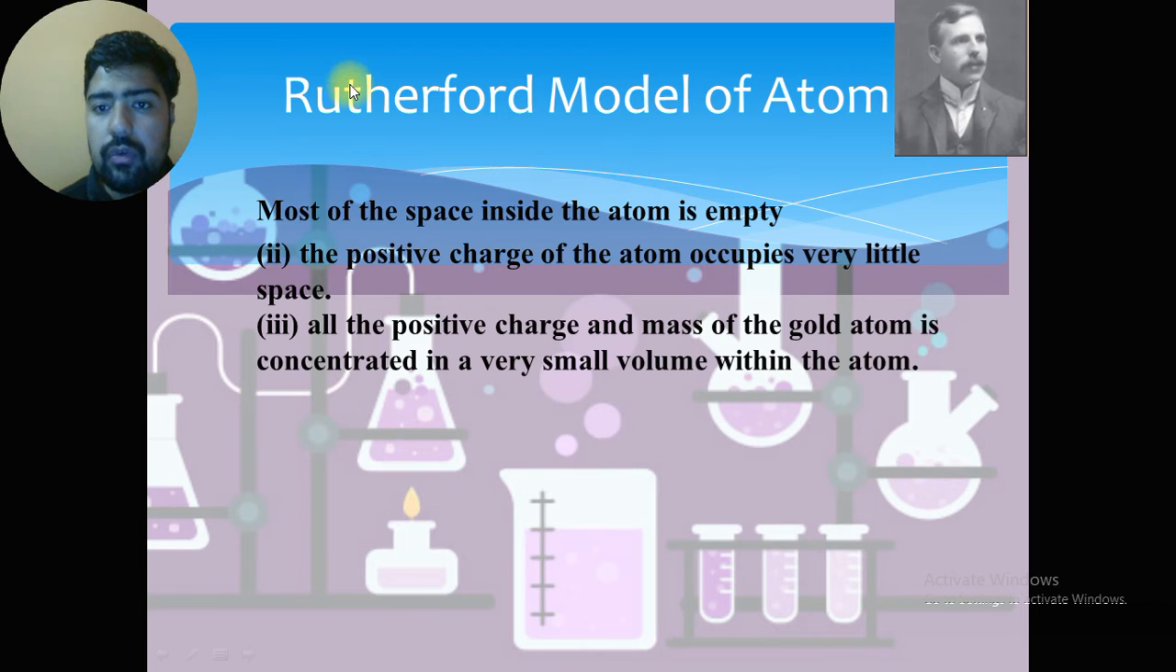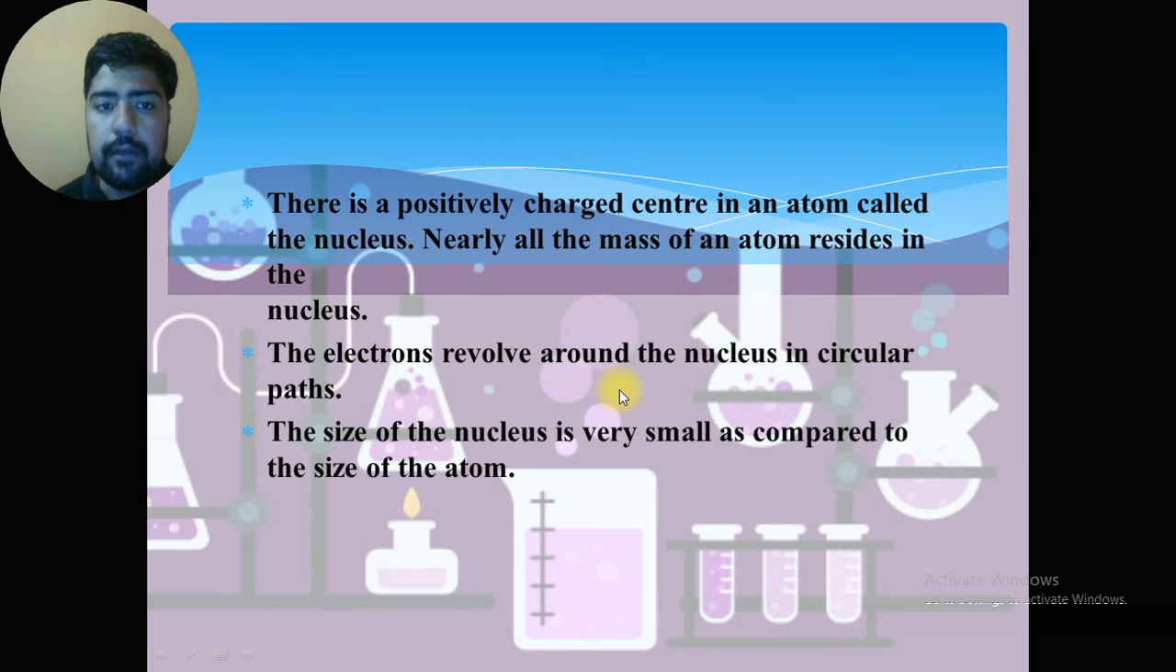Then the Rutherford model of an atom. Rutherford later researched on it, and he gave postulates which explained that most of the space inside the atom is empty, and the positive charge of the atom occupies very little space, and there is a nucleus. He discovered the nucleus in an atom, and he said the size of the nucleus is much smaller than the atom, and all the positive charge is concentrated in a small volume within the atom.